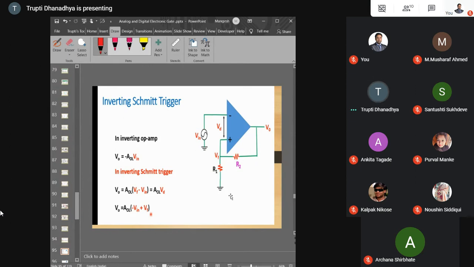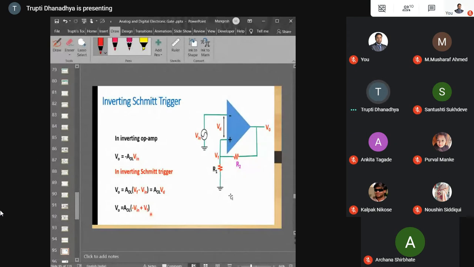V naught is equal to minus A_OL V in. Here A_OL is nothing but the voltage gain. That means whenever you're designing a Schmitt trigger, there is a voltage gain, and that voltage gain is nothing but V naught upon V in, the output upon the input, and that depends on the output and input only. So OL stands for open loop gain because we are considering only the ideal condition. We are not considering the practical condition. That's why OL is written here.